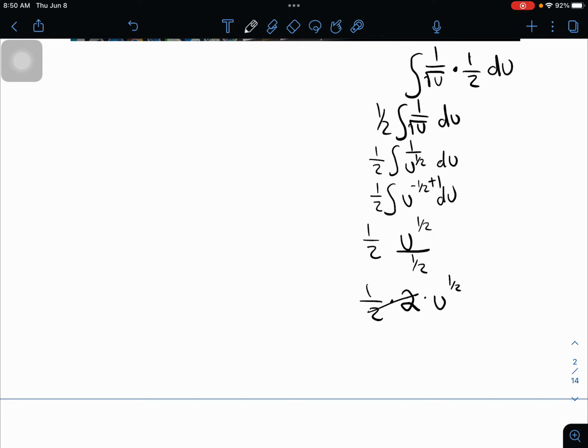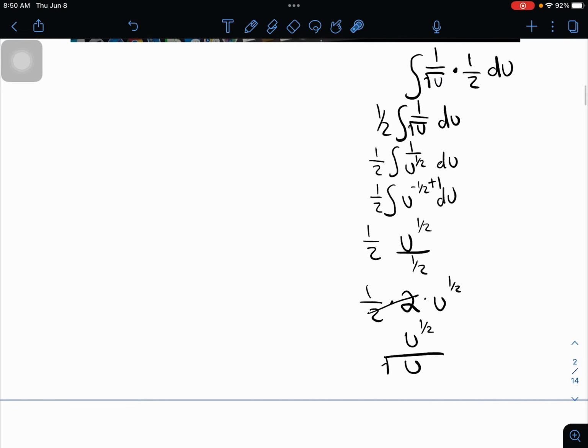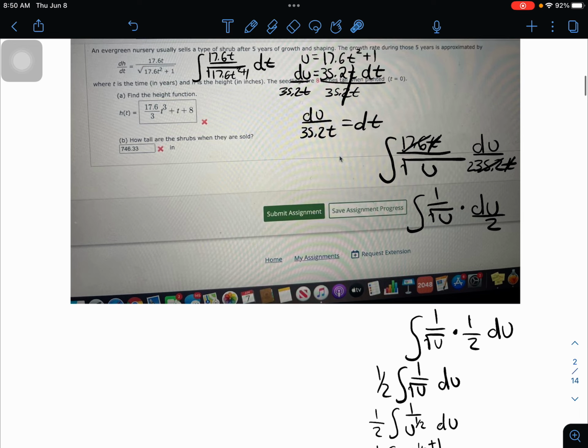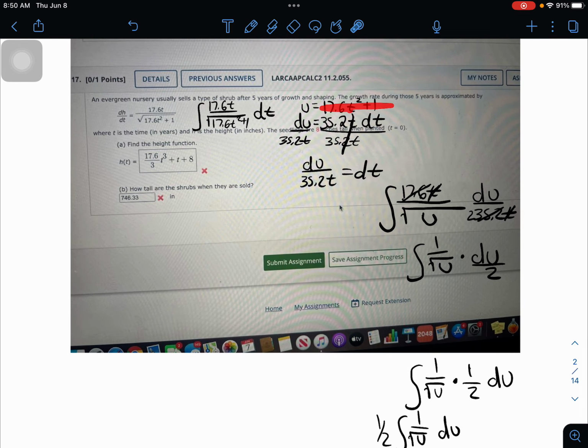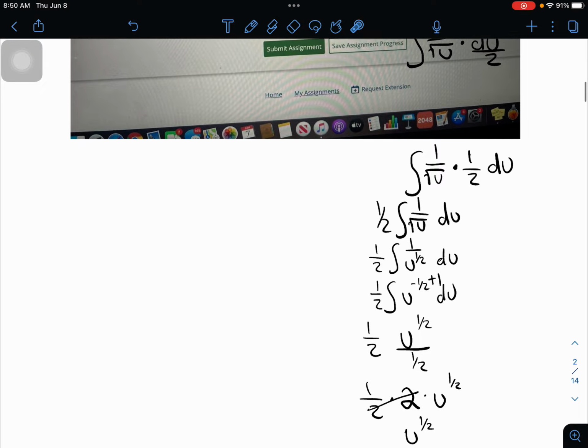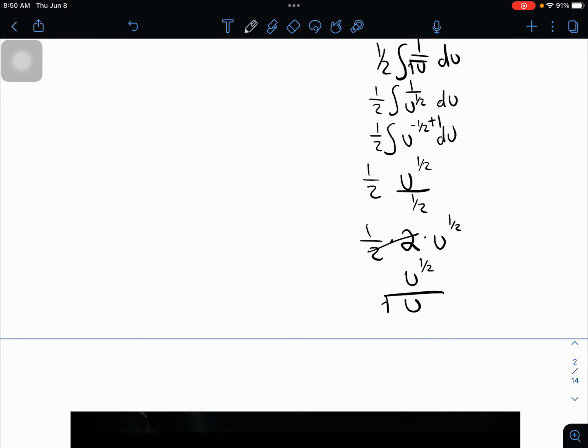So these cancel out, and I'm left with u to the 1/2. And u to the 1/2 is just the square root of u. Okay, so it's the square root of u. And finally, I can substitute back in my u. If you go back to the very top of the problem, we said that u was 17.6 t squared plus 1. So it's not the square root of u, it's the square root of 17.6 t squared plus 1 plus c.